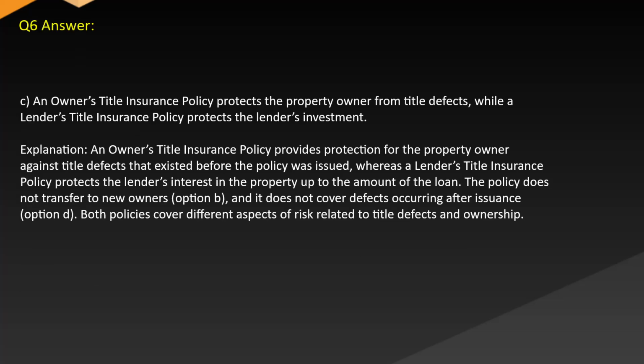Answer: C. An owner's title insurance policy protects the property owner from title defects, while a lender's title insurance policy protects the lender's investment. Explanation: An owner's title insurance policy provides protection for the property owner against title defects that existed before the policy was issued, whereas a lender's title insurance policy protects the lender's interest in the property up to the amount of the loan. The policy does not transfer to new owners, Option B, and it does not cover defects occurring after issuance, Option D. Both policies cover different aspects of risk related to title defects and ownership.